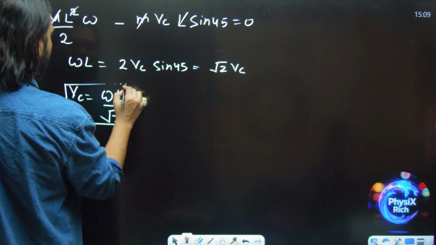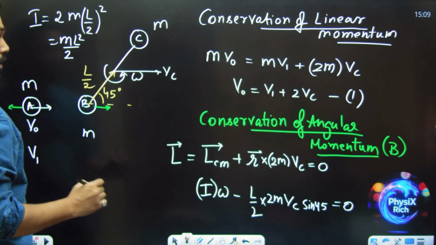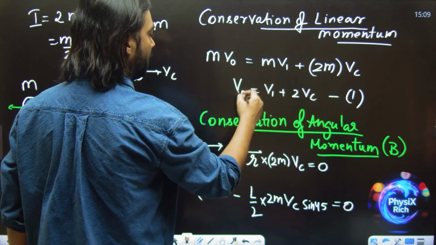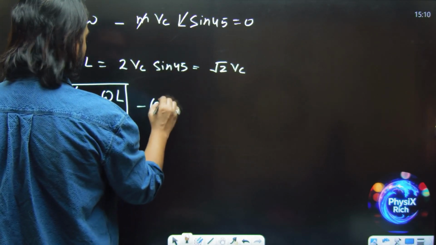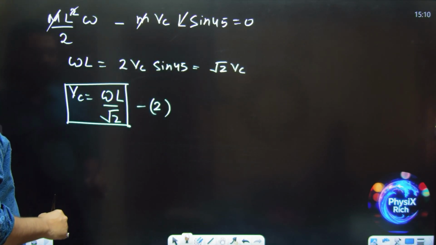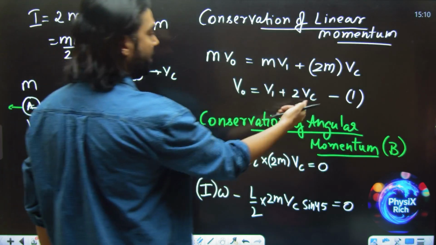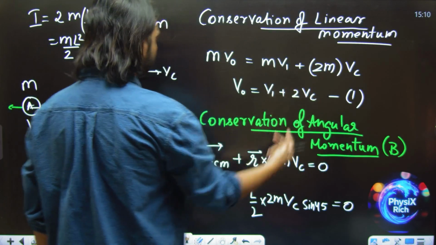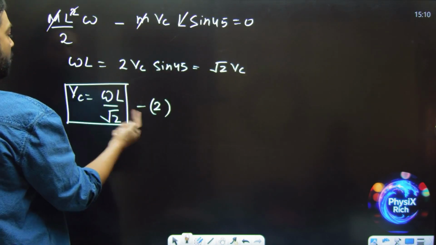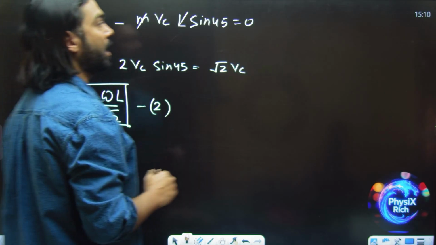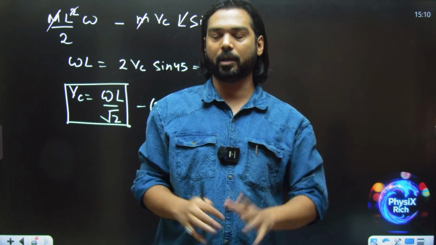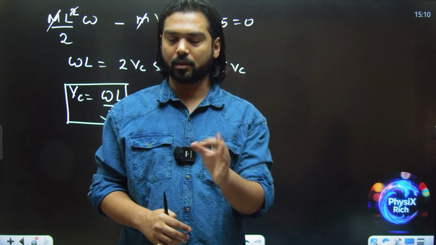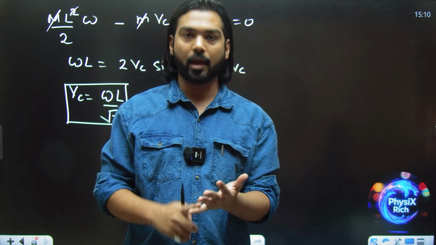Another very important equation. Where is my first equation? This is my first equation: V naught equals V1 plus 2VC. And this is my second equation. But you see that now I have introduced one more variable. I have VC and V1 as my variables, and I have introduced one more variable, which is omega over here. But I have also utilized one more concept of physics, which is conservation of angular momentum. So I have three variables, V1, VC, and omega.